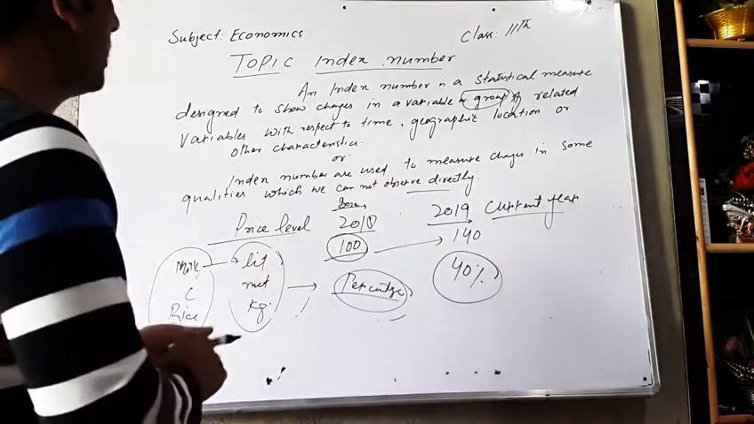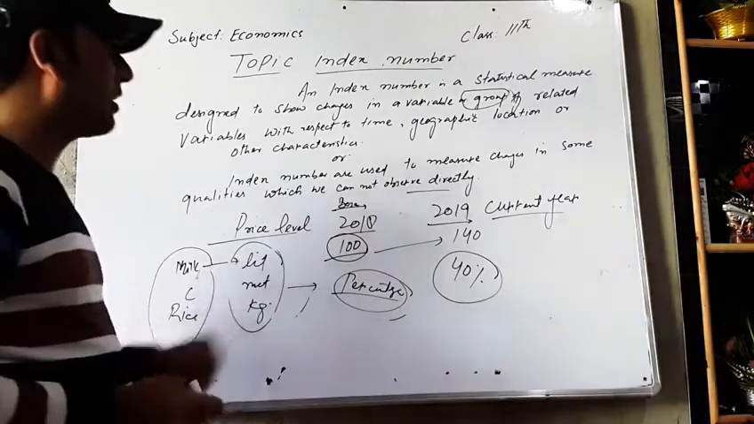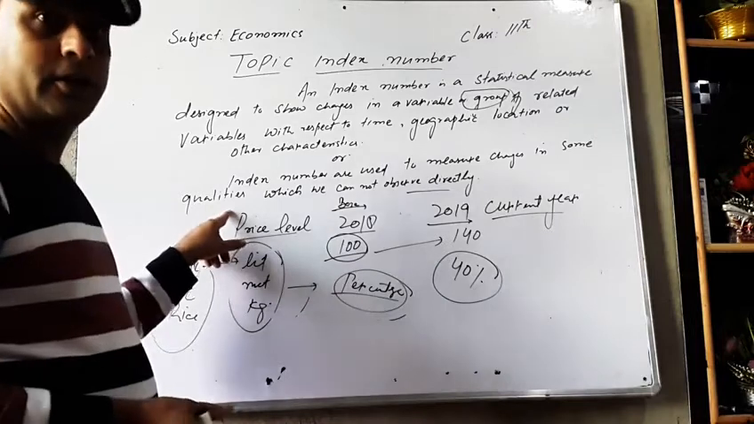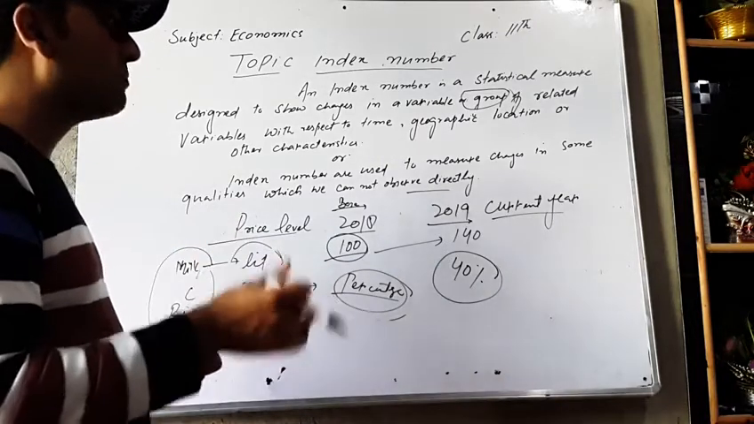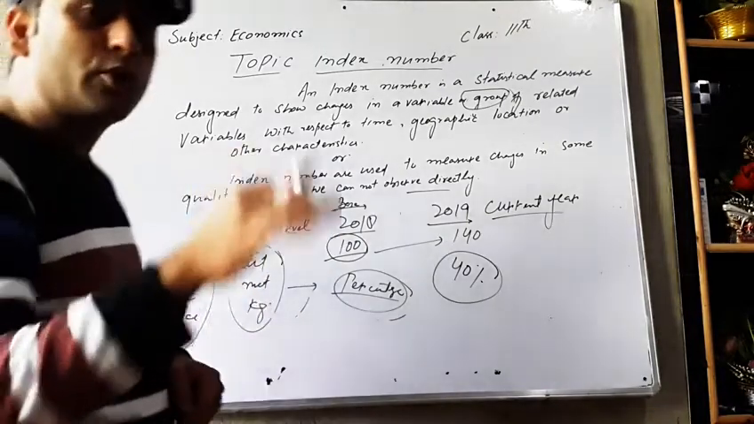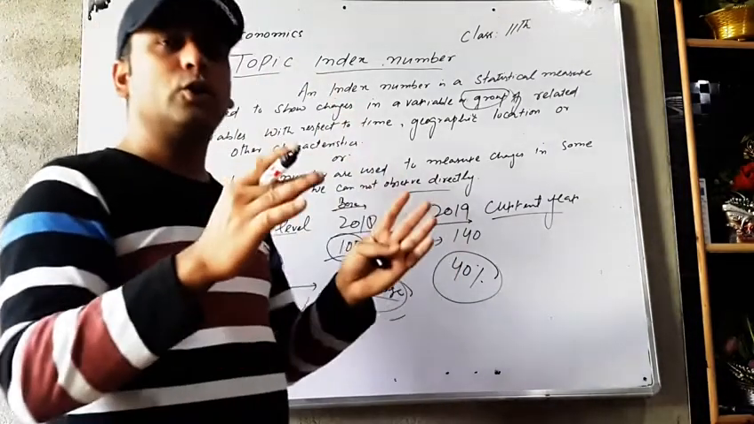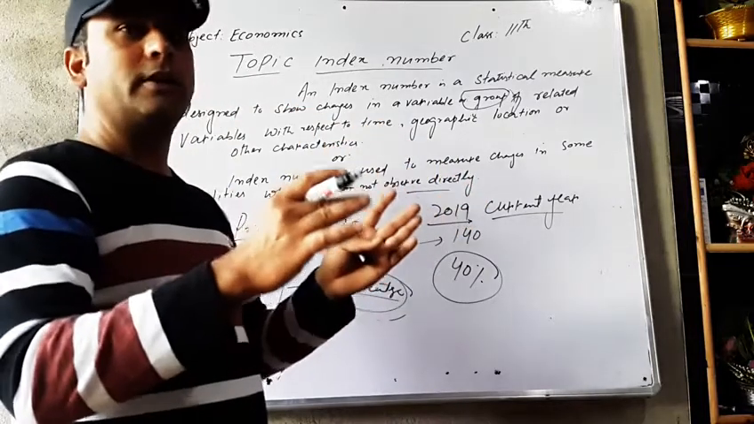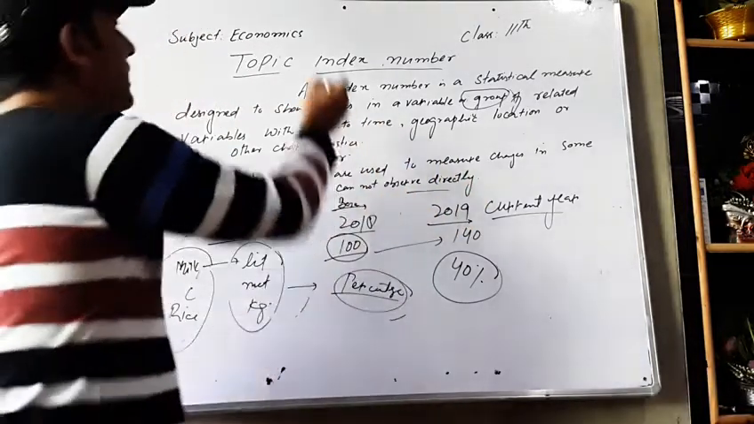So simply we can say these index numbers are used to measure changes in some quantities. It measures the values in some qualities which we cannot observe directly. That means those qualities which cannot be observed directly are measured through the index number.